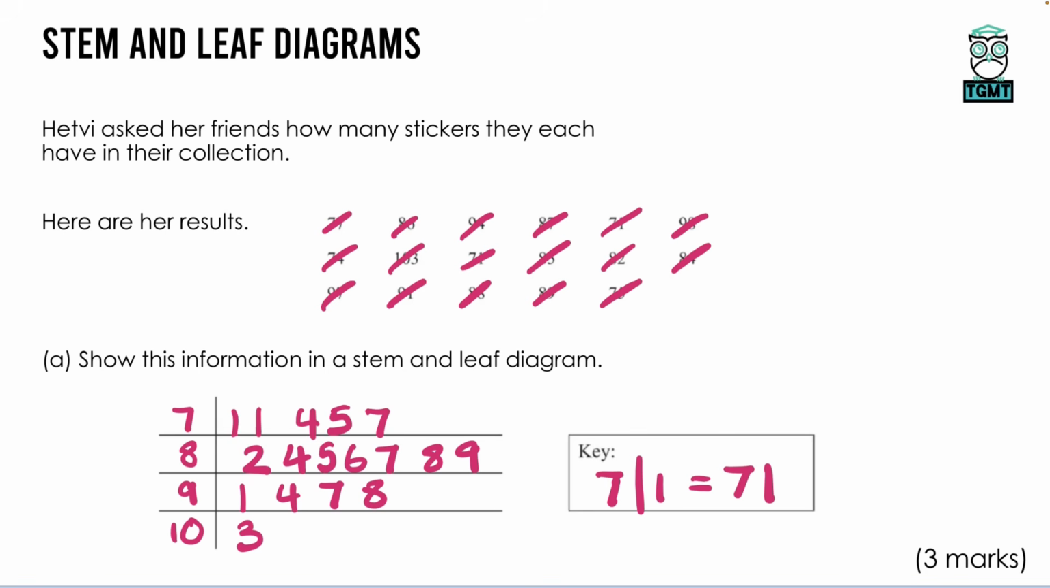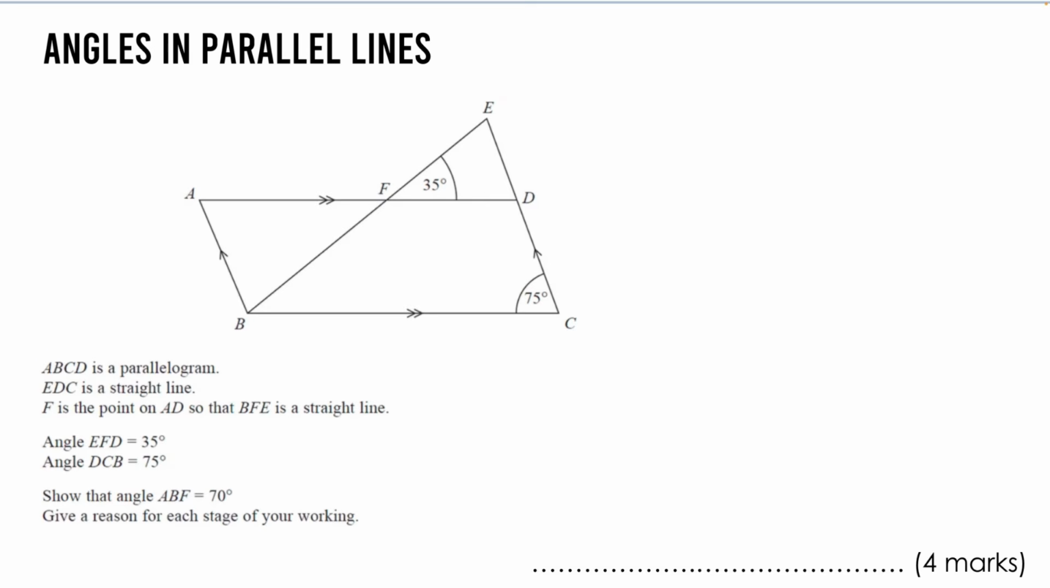When we have angles in parallel lines, we can also have shapes like this one, where we have a parallelogram involved. So you need to know your parallel line rules. You have co-interior angles in a parallelogram.